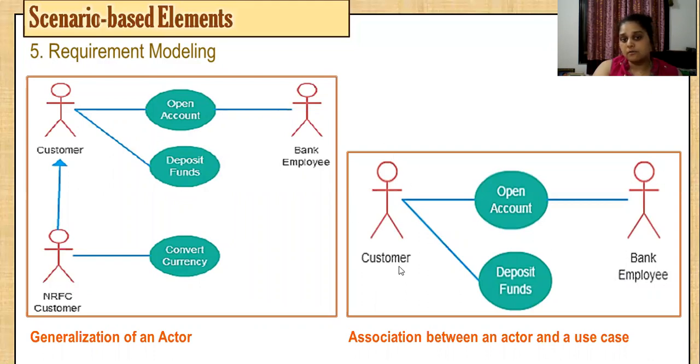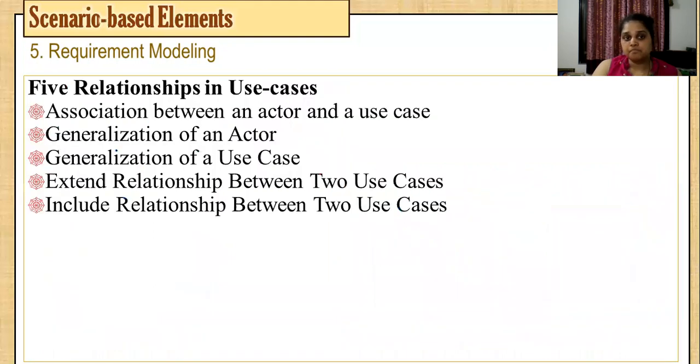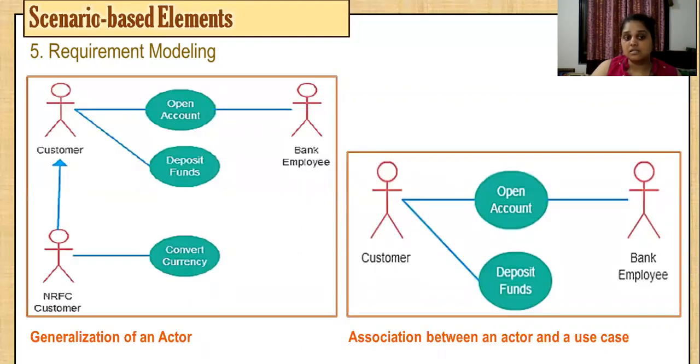This is your actor and this is your use case. In our case, practitioner and forgot password, practitioner and login. So these are an association of an actor and a use case. Next is generalization of an actor. Generalization concept means the concept of inheritance.